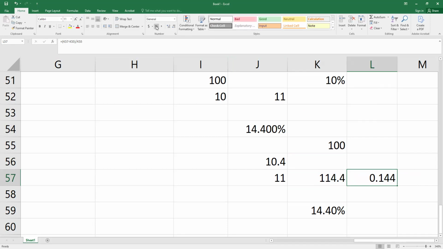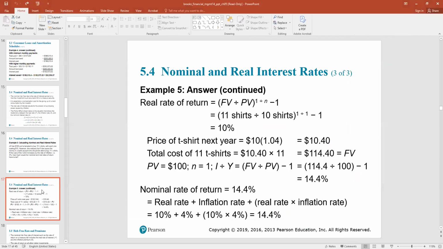Still we're going to get the same answer. Okay. So the logic is to calculate the nominal interest rate using the Fisher effect and using the economical way of calculation, where you will just consider both inflation and the real interest rate. Okay. Any questions?